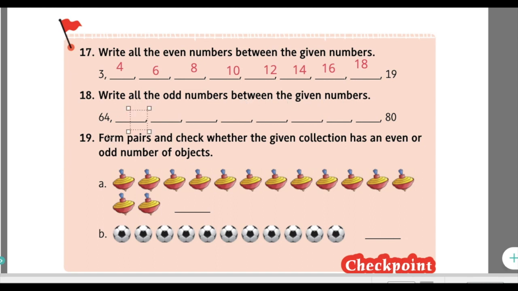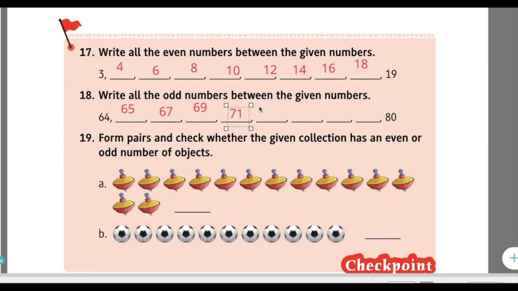Write all the odd numbers between the given numbers. So here they have given you 64 and 80. From 64 to 80 you have to write the odd numbers. After 64 you get the number 65, which is an odd number. After 65 it is 67. After 67 it is 69.